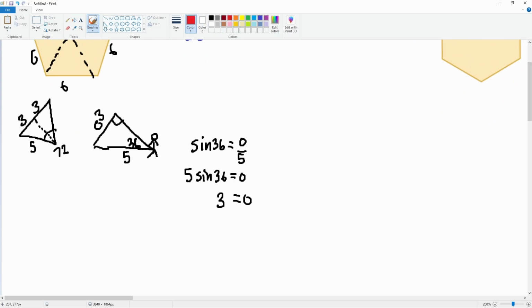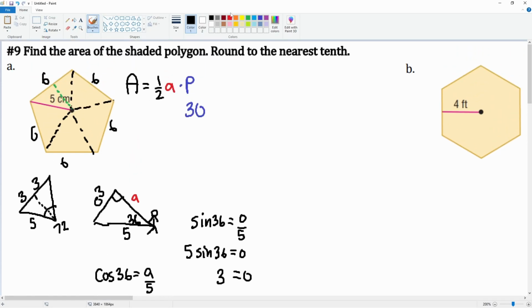I need to find the apothem, which is this. So we can just do another trig ratio. Cosine of 36 is equal to adjacent over hypotenuse, which is A over 5. So 5 cosine 36 is equal to the apothem. 5 times cosine of 36 gets you around, I think, 4 as the apothem. So the apothem here is 4.